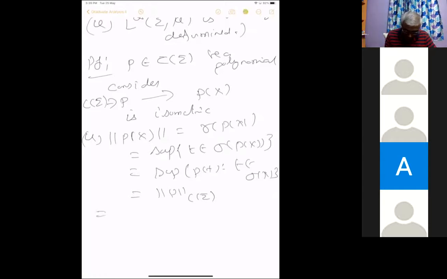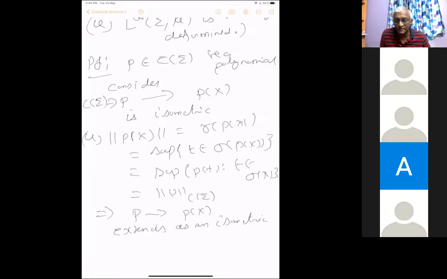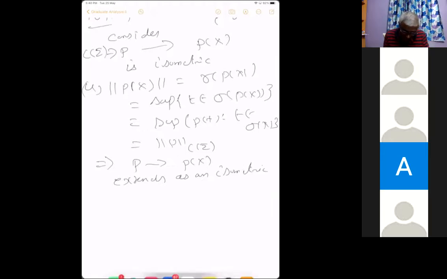So this implies this map P going to P of X extends as an isometric representation. You have to prove that it's also a homomorphism. The point is, if xn goes to x, then xn star goes to x star. If xn goes to x and yn goes to y, then xn yn goes to xy. Because of all these things, this extension is also a homomorphism, also a star homomorphism. Those things I don't want to write, and it is clear. So it extends as an isometric representation.